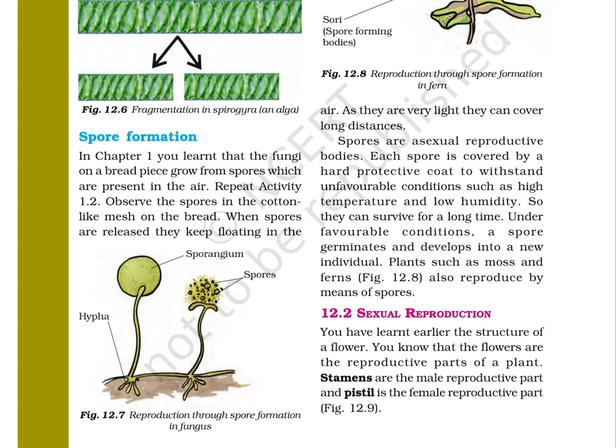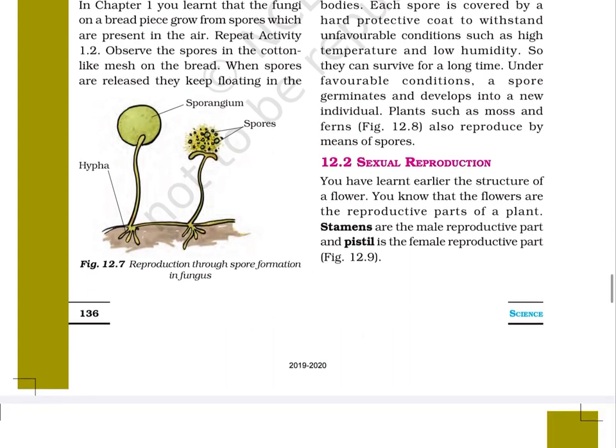Figure 12.7. Reproduction through spore formation in fungus. Here we can observe a circular ball. This is the sporangium. It is connected to the hypha. Inside the sporangium, we can observe lots of spores.